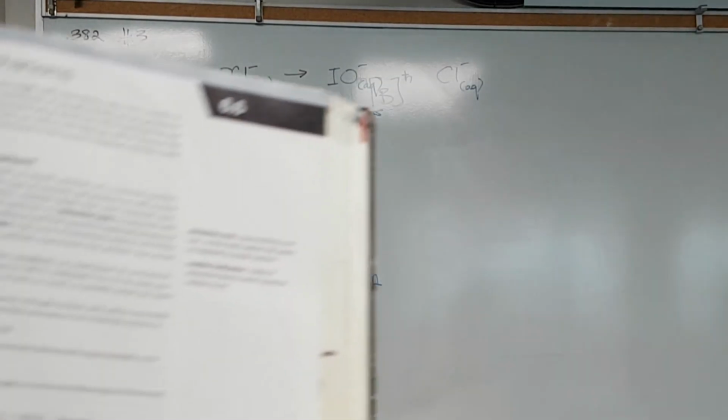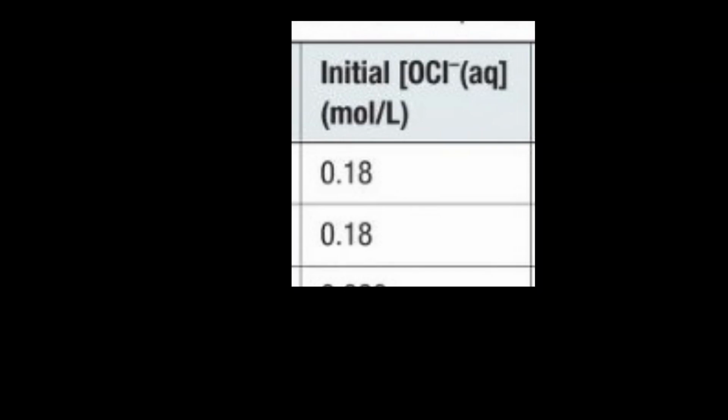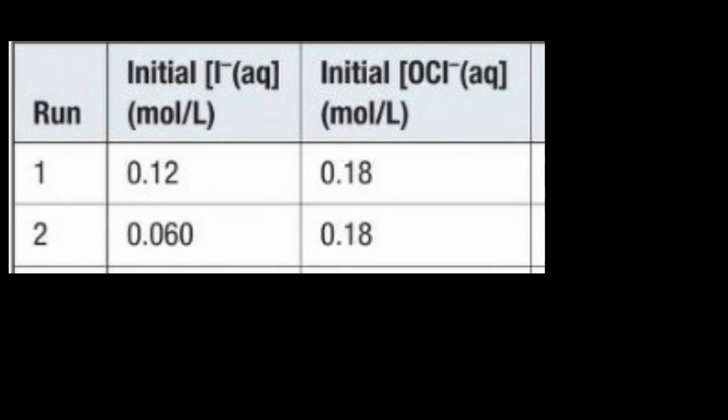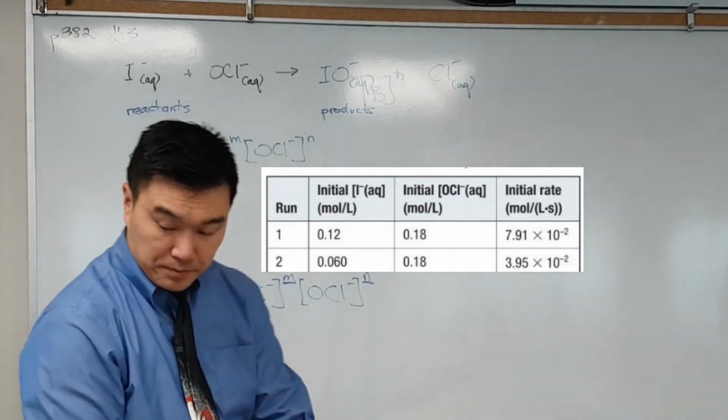You have to figure out which 2 trials to use. So I'm going to pick 2 where one of the reactants has the same initial concentration and the other reactant has a different initial concentration. I'm going to choose run number 1 and 2.